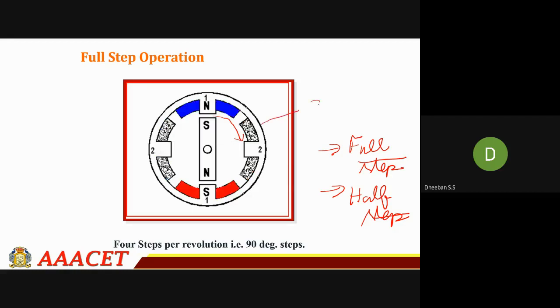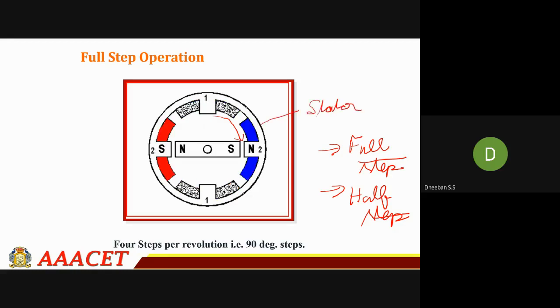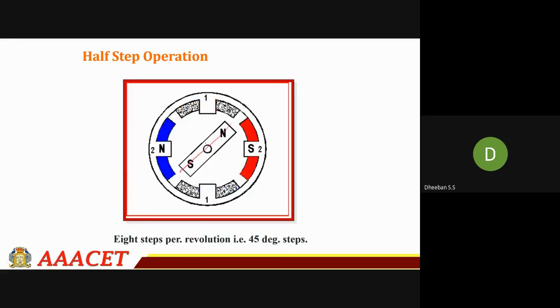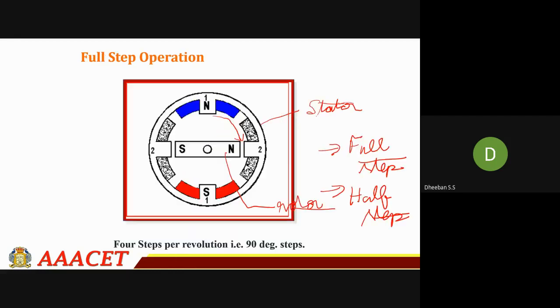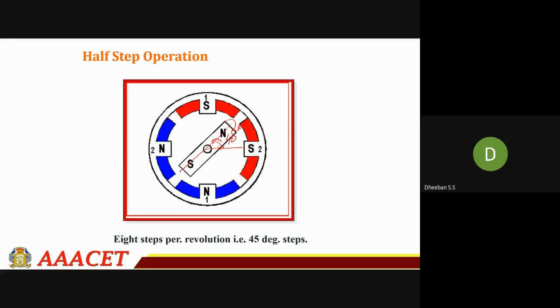This is your stator, followed by this, your rotor. Whereas in half step, there will be a stop at 45 degrees. For each and every 45 degree step there will be a stop, but over here it will be a 90-degree step. So that's the main difference between full step and half step. Based upon that, the excitation gets varied.